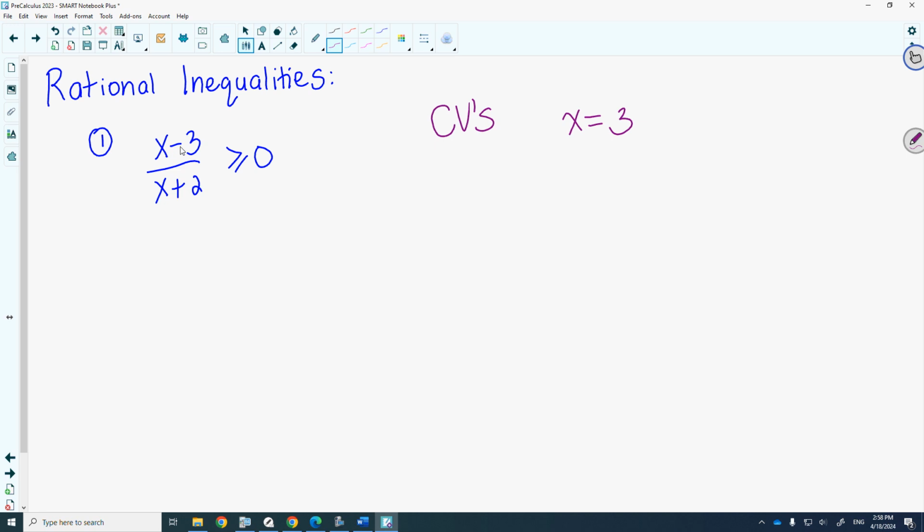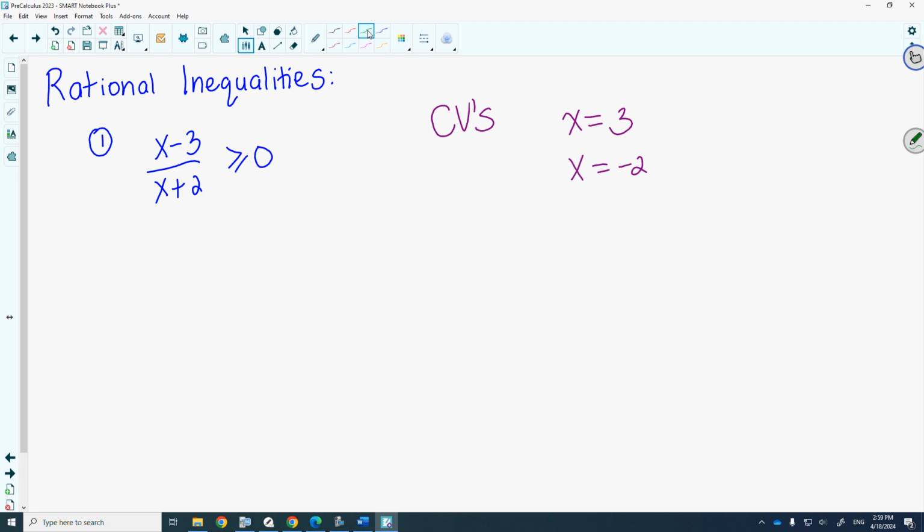Then with rationals, we always have a denominator. So you have to set the denominator equal to 0 as well. And you have to find a critical value is when your denominator is undefined. So that is going to be at x is equal to negative 2. Those are my 2 critical values.